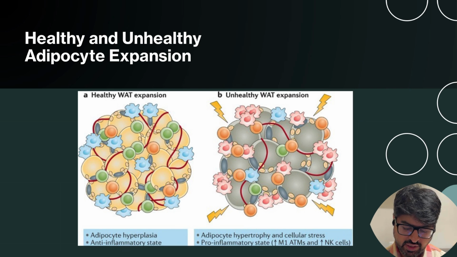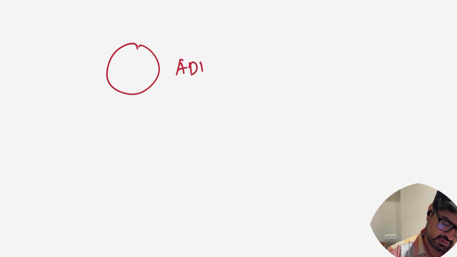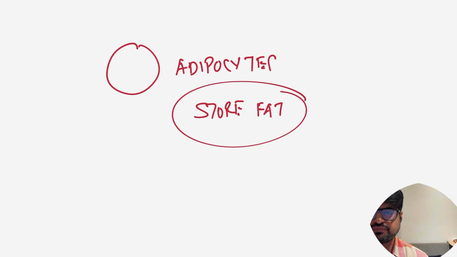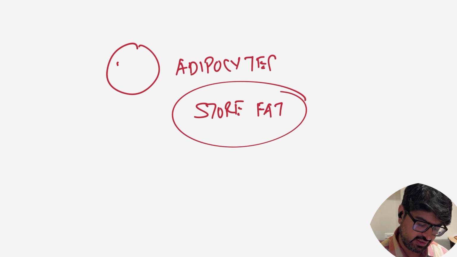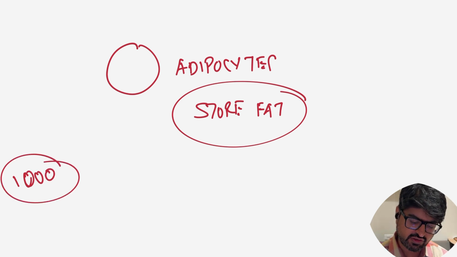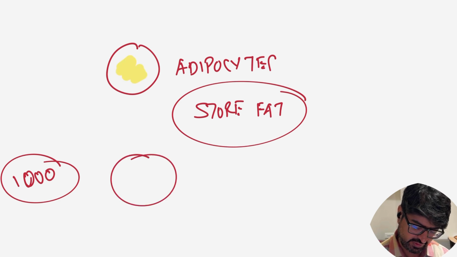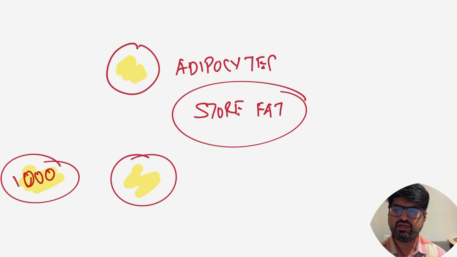Now you have certain cells in your body called adipocytes. The job of the adipocyte is to store fat, right? And it does its job well. So when you have some amount of fat, it keeps storing it. The thing is that most of us have a limited number of adipocytes. Let's say we have 1000 adipocytes. Of course there are more, but let's say 1000. As fat starts accumulating in your body, it starts getting deposited in these 1000 adipocytes.